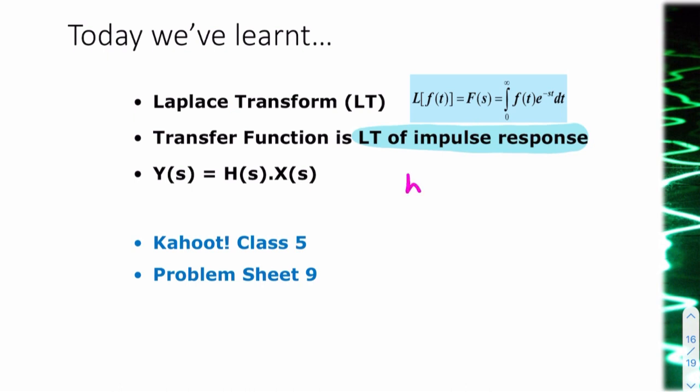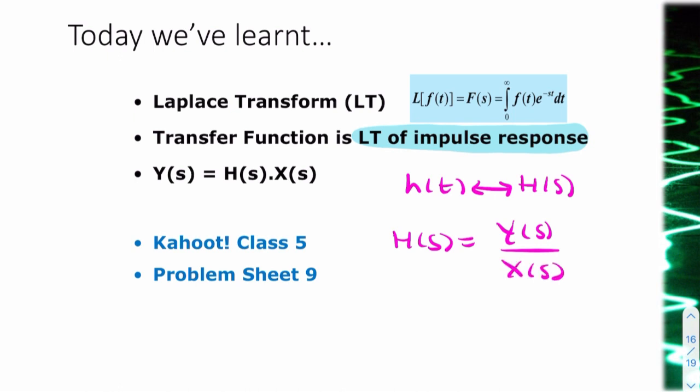Okay, so h of t and h of s are a Laplace pair. So that means that we can define h of s as the output of a system divided by the input, or we can write the output as the product of the input times the transfer function. We'll look at this in a little bit more detail in the Kahoot class and in the problem sheet. There are also going to be a number of pencasts available. So that's all for lecture 9.